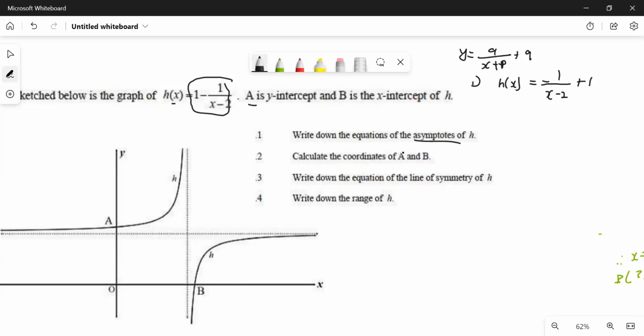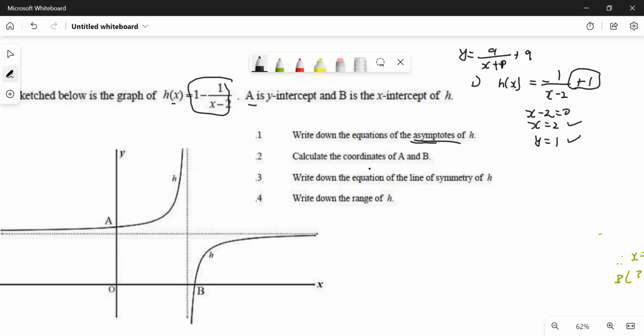Then they say determine the equations of the asymptotes. There are two. It's a hyperbolic function. We're going to have x minus 2 equals 0, and then x is going to be 2. And then we also have q. What is the value of q here? It's 1. So the asymptotes are x equals 2 and y equals 1.